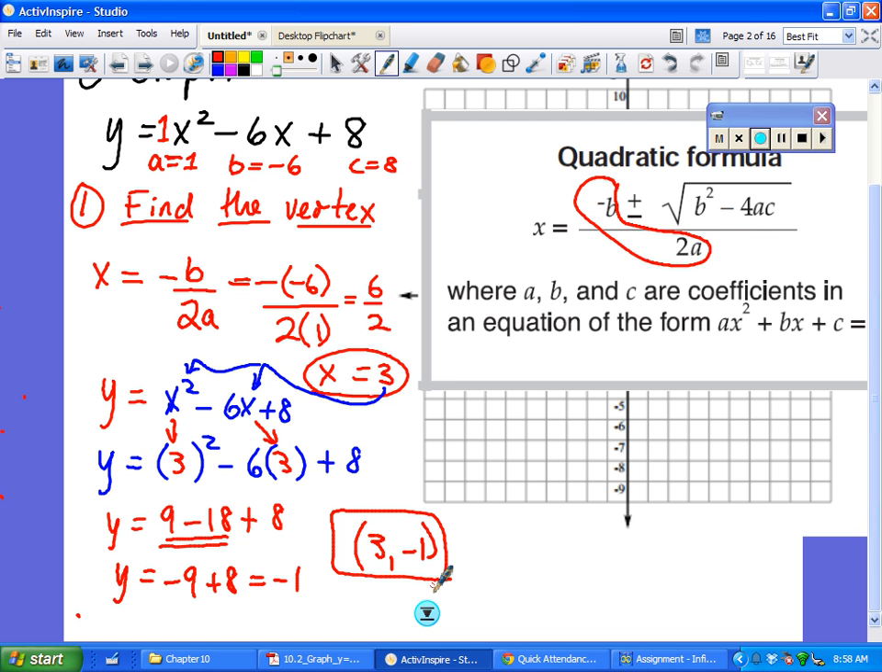Is it upside down? That's a good question. Is this opening upwards or opening downwards? And that's very easy to figure out.